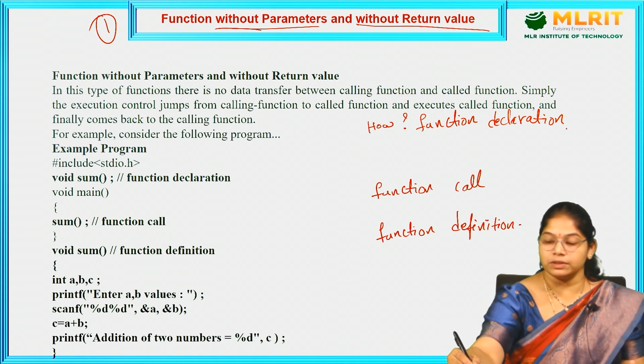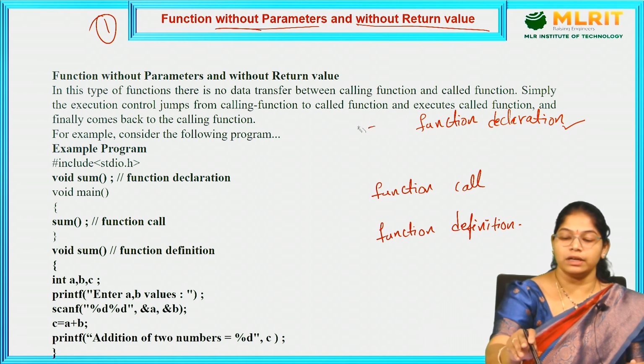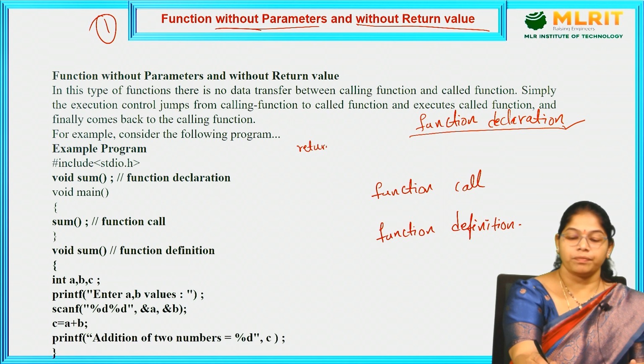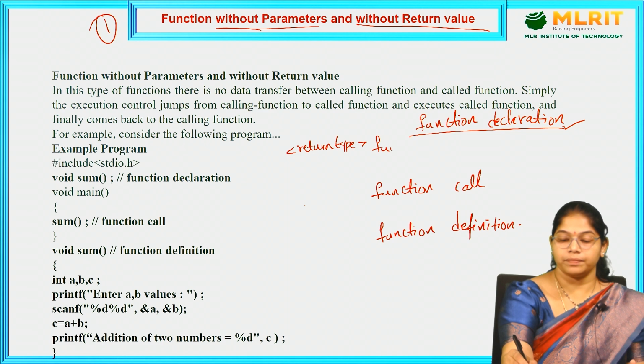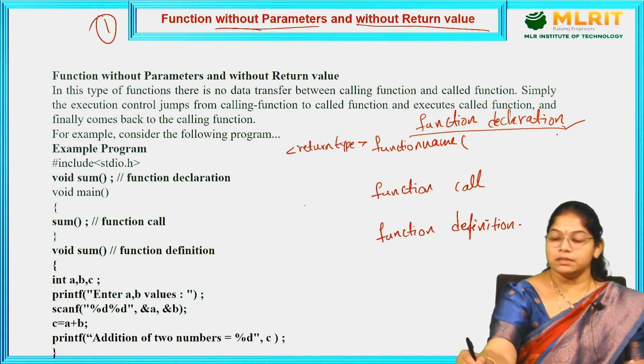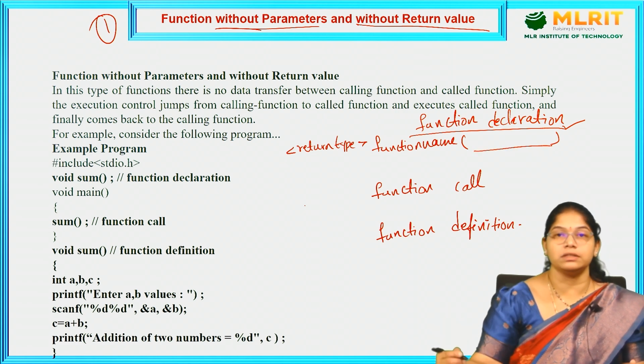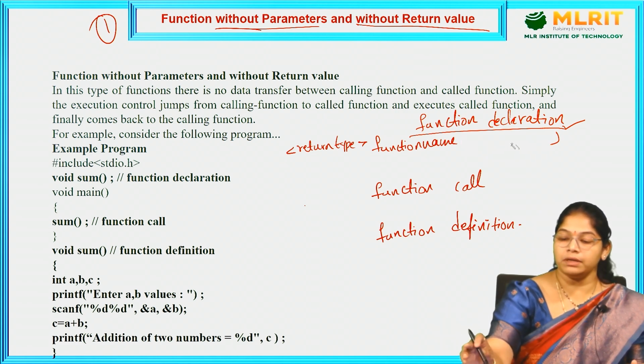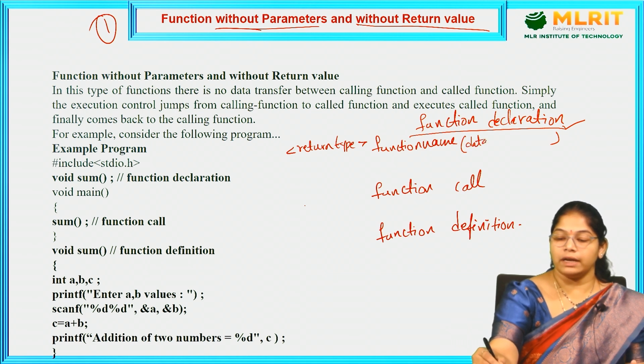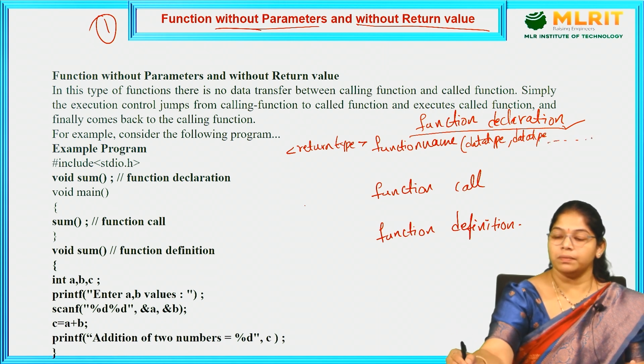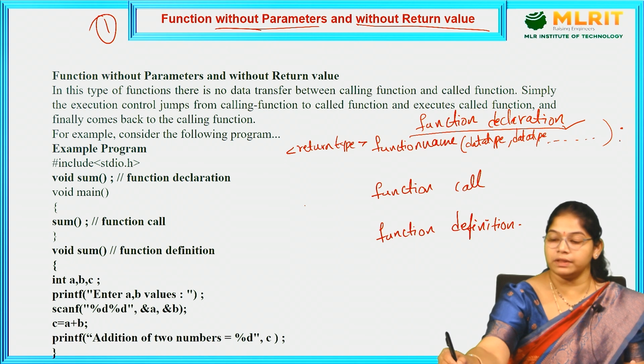How to declare a function? What is the syntax to declare a function? Syntax for function declaration is: return type, function name, parenthesis. Here we will mention the argument list or the parameter list. So, the parameter list is data type, comma, data type, and so on. And the declaration must be terminated with a semicolon.